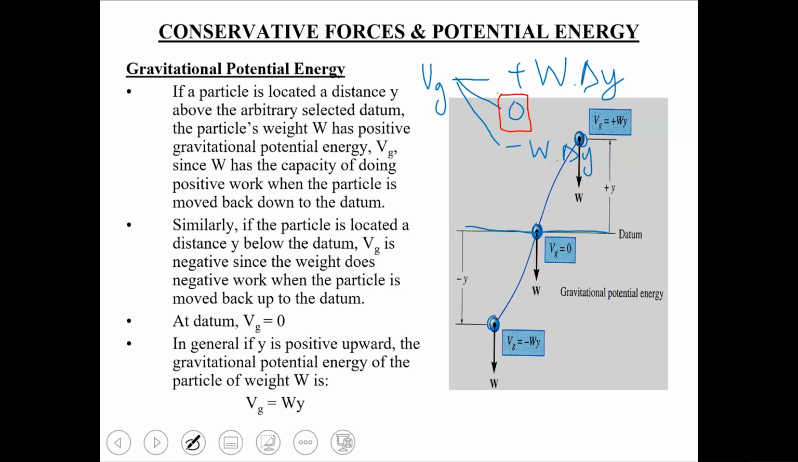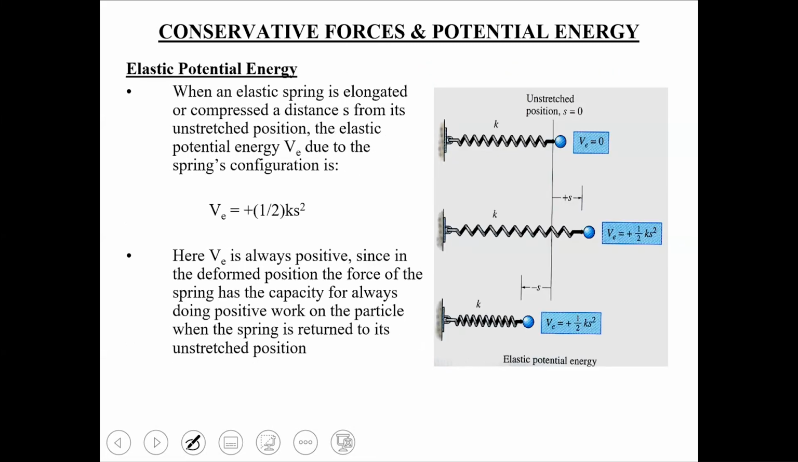Okay, the second type of potential energy which you may encounter is the elastic potential energy. Why does the elastic potential energy come in? Because if an elastic spring is present in the problem, then that particle would possess some elastic potential energy as well. Now in order to understand this elastic potential energy, first of all, we are going to represent it using the symbol VE, where V represents the potential energy and E represents elastic. So elastic potential energy is going to be represented by VE.